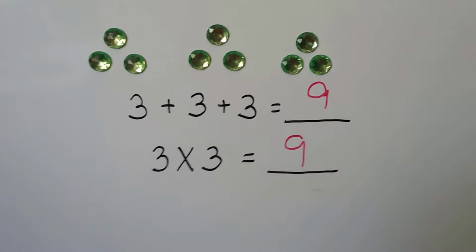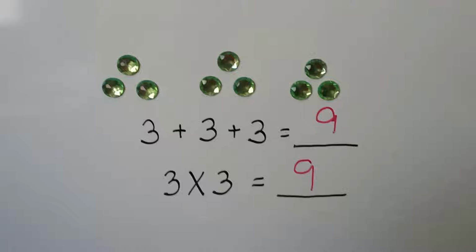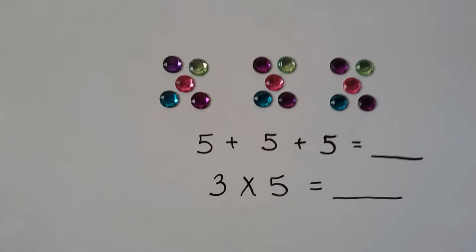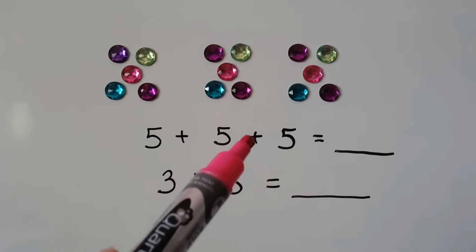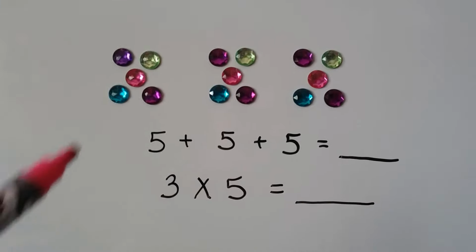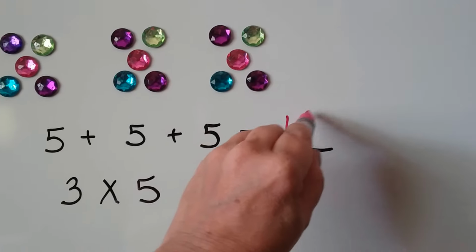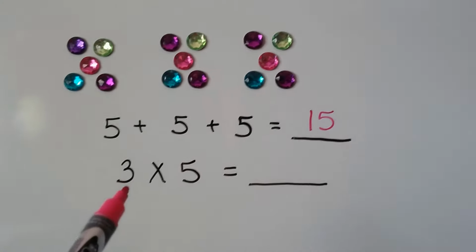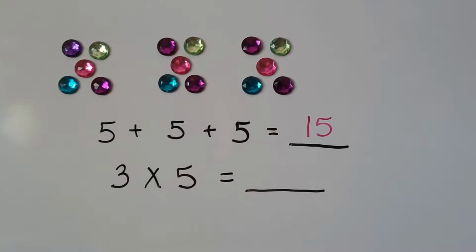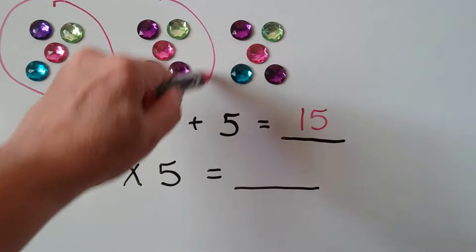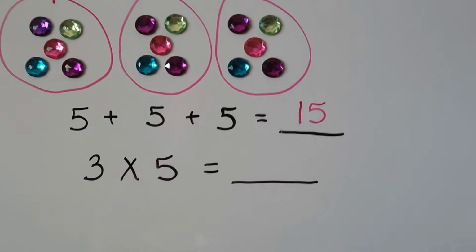Addition is related to multiplication. See? All multiplication is repeated addition. All right? Let's try this one. We have 5 gems and 5 gems and 5 gems. And 5 plus 5 plus 5, we can count by 5s, can't we? Skip count, 5, 10, 15. There's 15 colorful gems. There's 3 groups with 5 in each group. There's 1 group, 2 groups, 3 groups, and there's 5 in each group, and that equals 15.